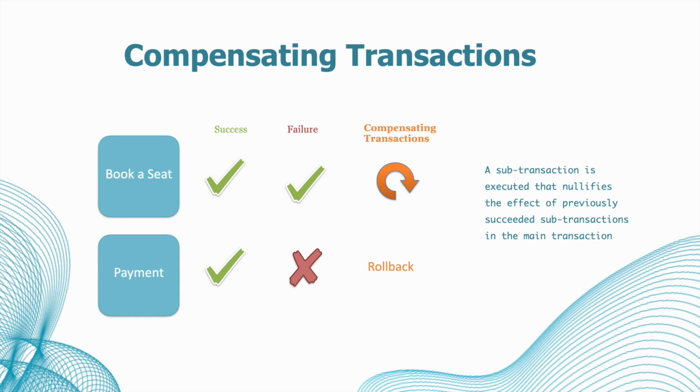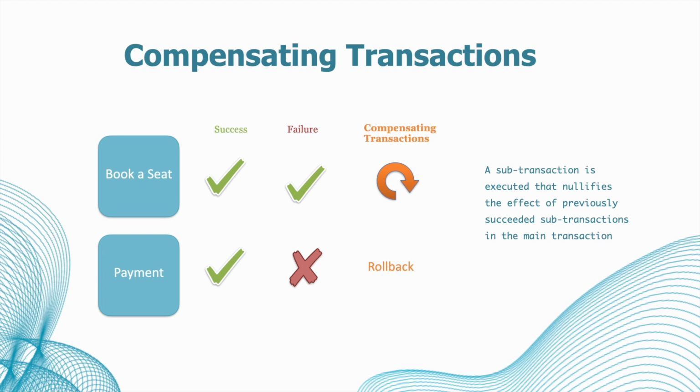Compensating transaction is actually a design pattern. It can be used separately. It does not need to be used always with the Saga pattern, but it's a design pattern itself. The Saga pattern also uses it internally. That is how the Saga pattern ensures data consistency among the microservices.